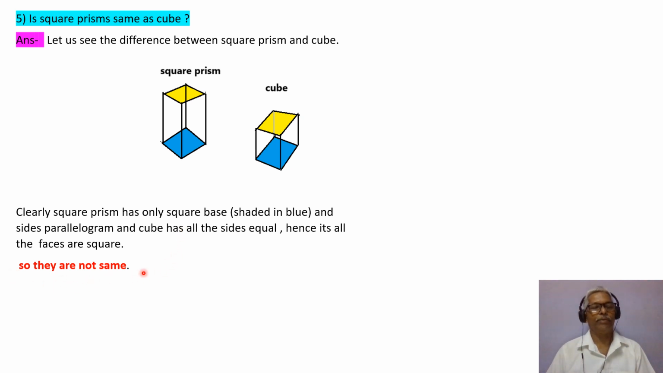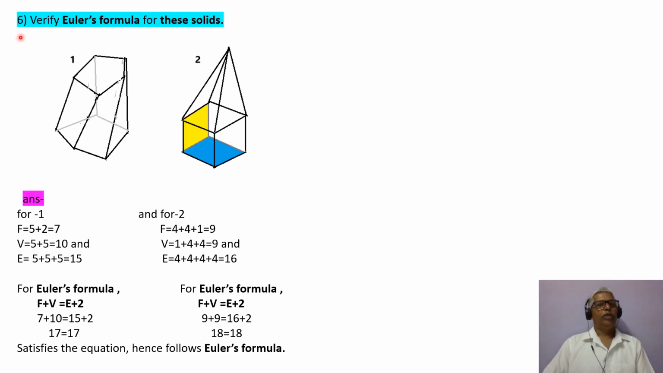So they are not same. Okay, the sixth one, verify Euler's formula for these solids. There are two solid structures given. Okay, and we have to verify Euler's formula for this.